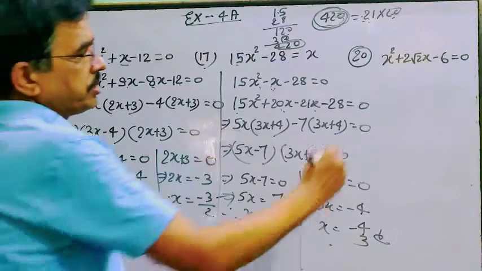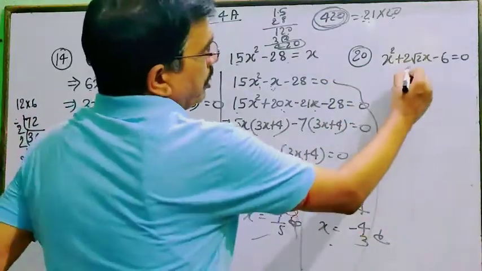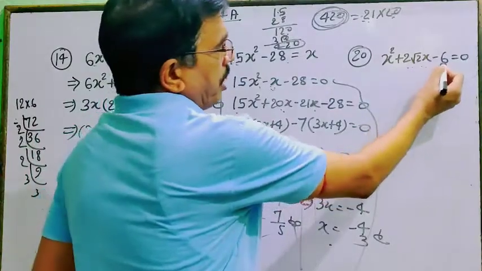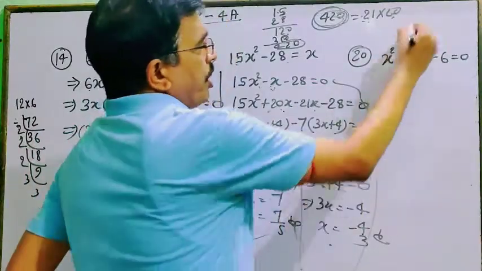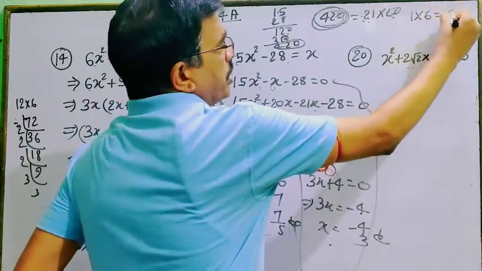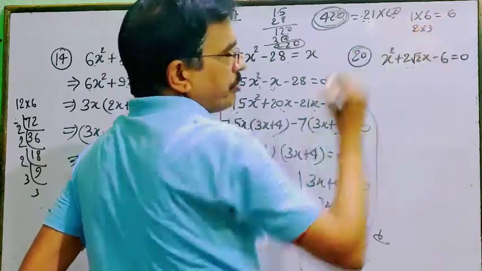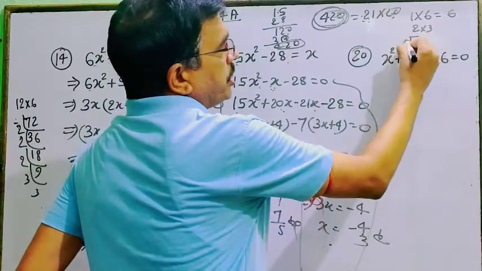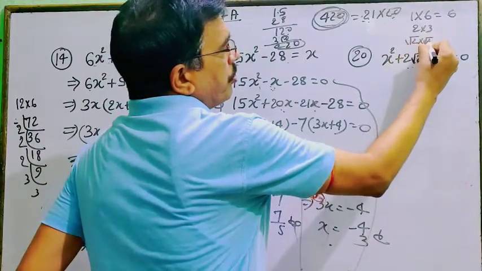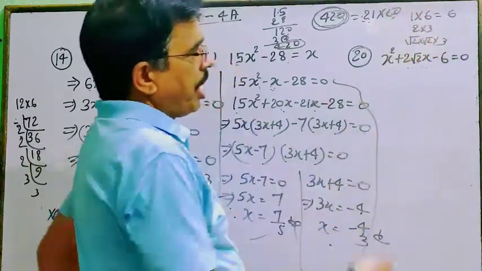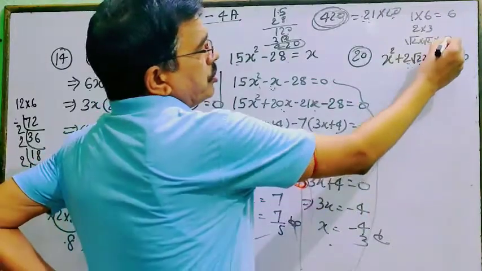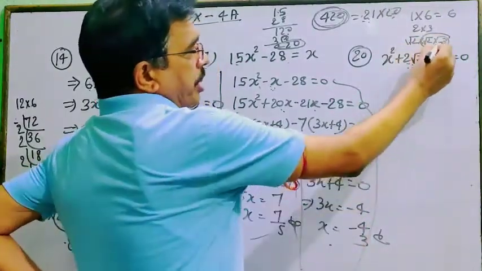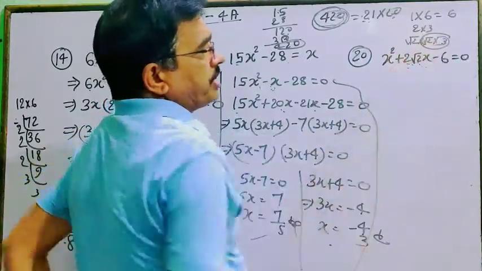Now the last question is related to irrational numbers. Here is x square plus 2 root 2x minus 6. 1 into 6 is 6, and the factors are only 2 into 3. But you need root 2. So if I try, 2 is root 2 into root 2, into 3. And you need 2 root 2. So 3 root 2 minus root 2, you get 2 root 2. And 3 root 2 multiplied by root 2, you get 6.